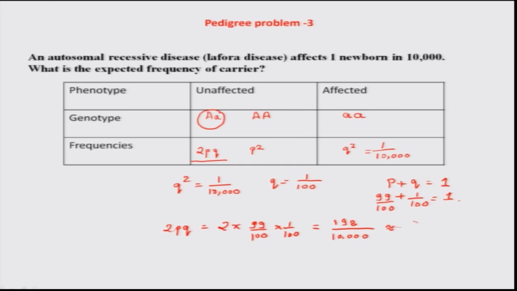Approximately, we can say 200 by 10,000, which would be 1 by 50. So, we know that the expected frequency of the carriers would be 1 by 50, that is every one individual in 50 would be a carrier for this disease. Now, let us look at another problem which is related to the same.